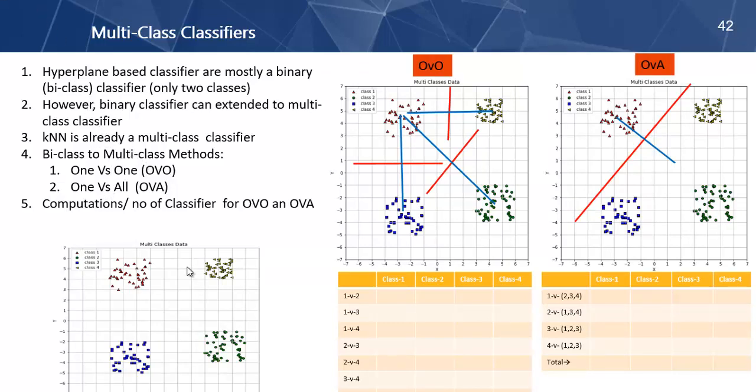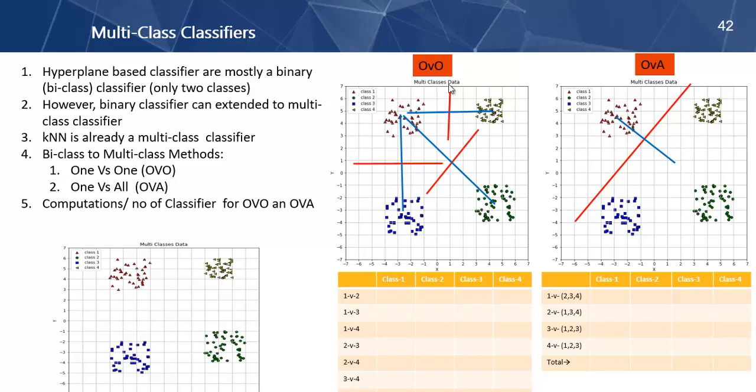This is our data for 4 classes. Here you have class 1, and the exact opposite to that is class 2. Class 2 is a green circle, class 3 is blue rectangles or squares, and class 4 is left-side directed triangles. So class 1, class 2, class 3, class 4.